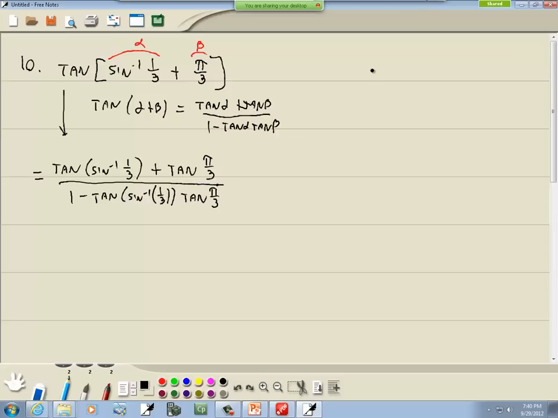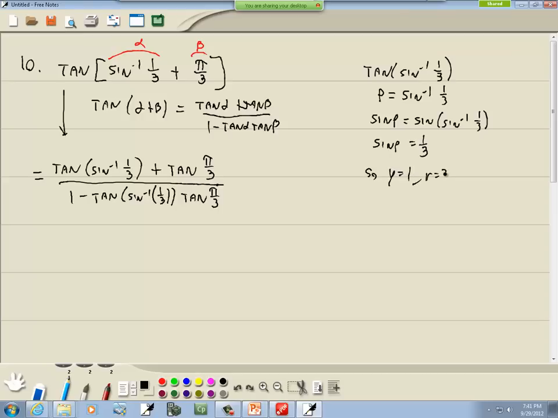Okay, so over here on the side, I'm going to find our tangent of the inverse sine of 1/3. Again, we start with what's inside the parentheses, set it equal to a variable. So p is equal to inverse sine of 1/3. Take sine of both sides, and we get sine p is equal to sine of the inverse sine of 1/3. So we got sine p is equal to 1/3. Now sine is equal to y over r. So y is 1, r is equal to 3. Quadrant-wise, inverse sine is valid here and here. And here we're saying sine is positive, which is here and here. So we're dealing with quadrant 1.